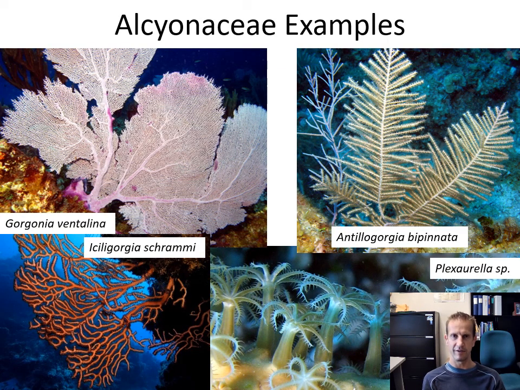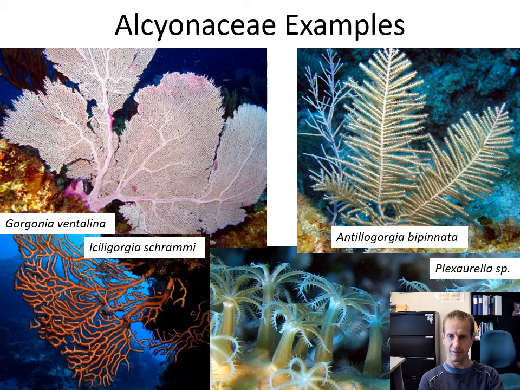So here's some pictures of members of the order Alcyonaceae. This is Gorgonia ventalina, the common sea fan. It's found in the Caribbean. It's beautiful purple. There's Antillogorgia bipinnata, which is a type of sea plume, a common term for Alcyonaceae that look like a feather. And then there's various types of deep water sea fans like Iciligorgia schrammi.